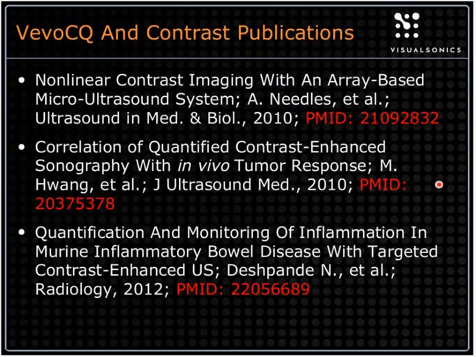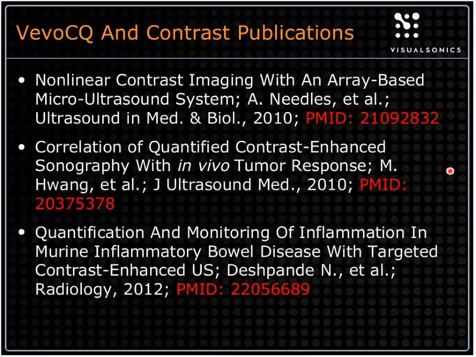So lots of papers out there. I've put examples of 3 different papers in here that have to do with nonlinear contrast imaging on our system. This first one here, this one at the top, is one that actually mentions VevoCQ and actually shows some parametric images. I believe it's in the supplemental data. The other 2 are nice examples of some of the work that's being done in nonlinear contrast imaging with the Vevo 2100 system.